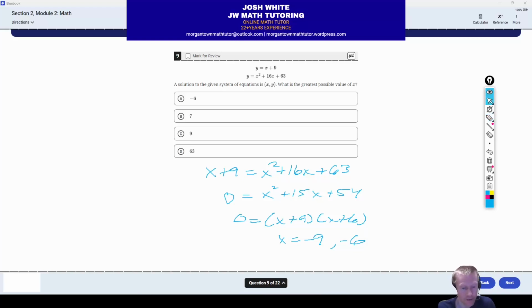But notice, it doesn't even have -9 as a possible answer choice here. You know what I'm saying? -6 is the only one of the two solutions listed, so by process of elimination, it has to be that.